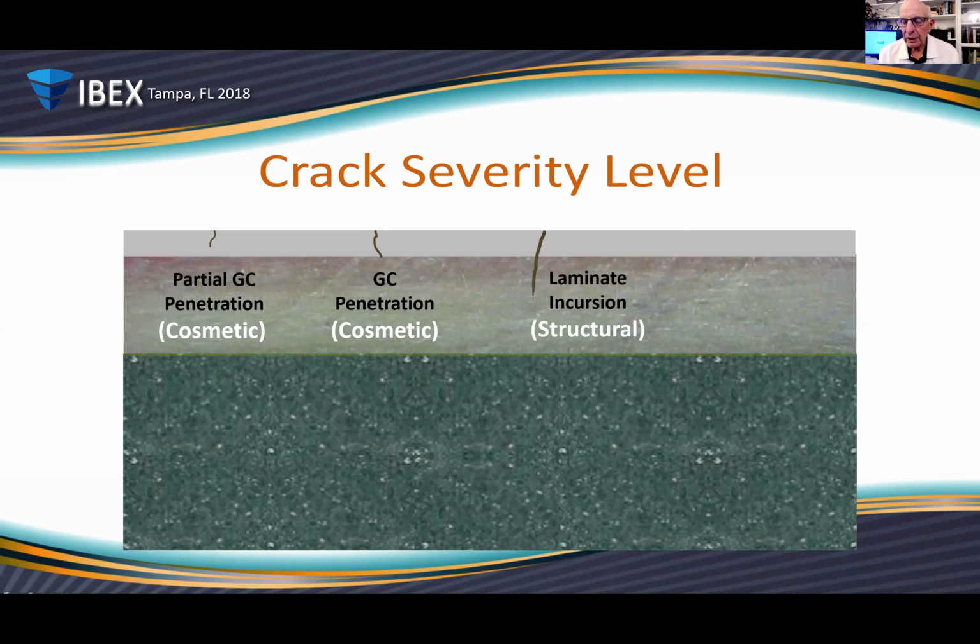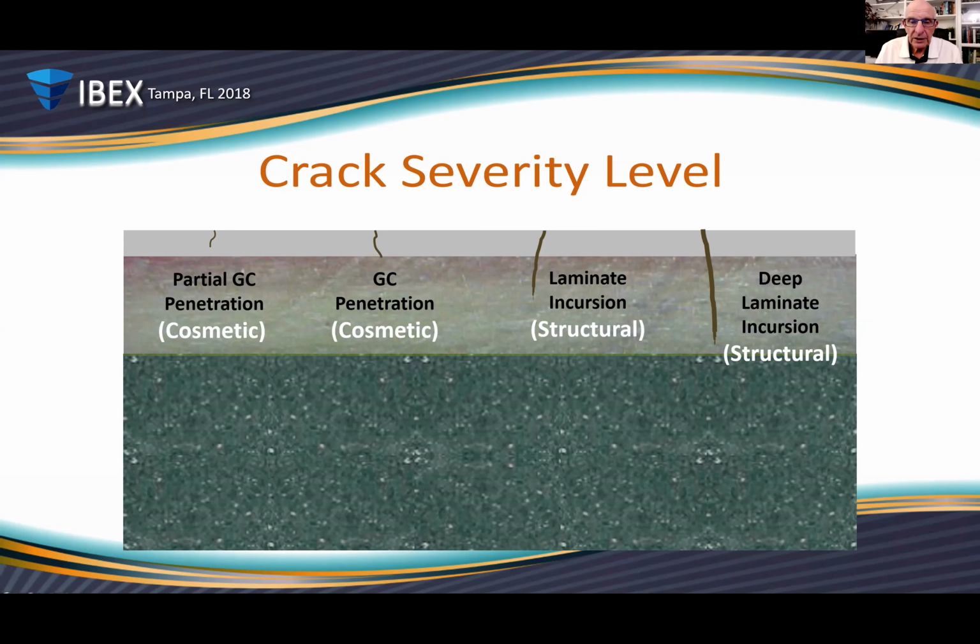We have a laminate incursion. This is where this crack goes down into the laminate. Now we have a structural repair. Now we have a repair where you need to grind out the gel coat, and you need to also remove laminate to remove the crack fully, and then put new laminate back in whatever that area is that you've ground out, and re-gel coat in whatever fashion. And then we have a deep laminate incursion, a deep structural crack, something that is associated with structural failure.